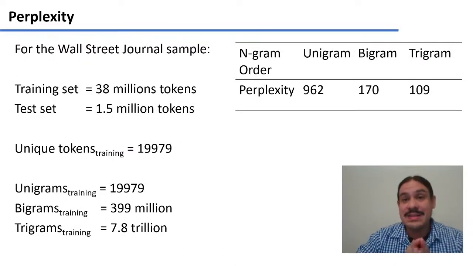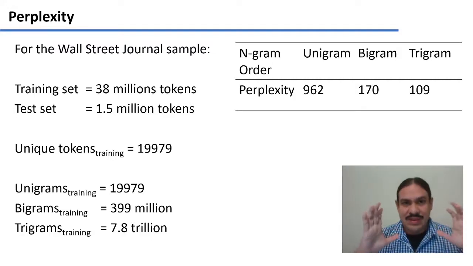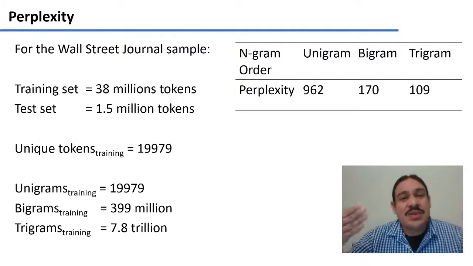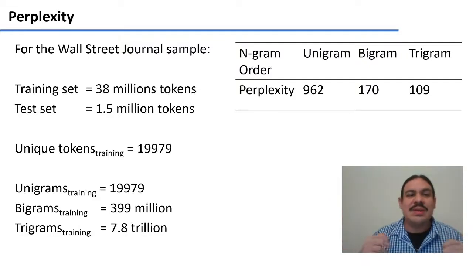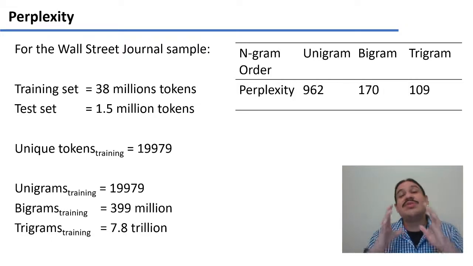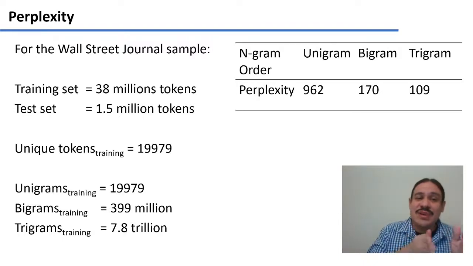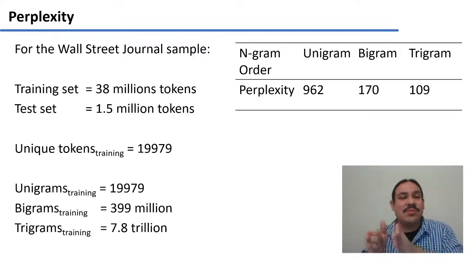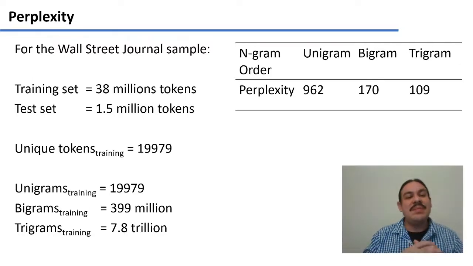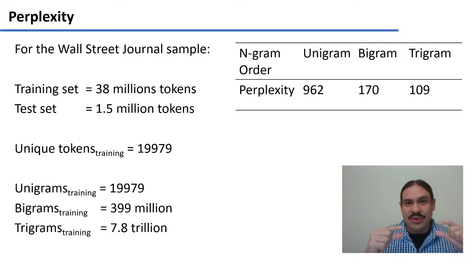Let's look at another example. In one of our previous videos, we looked at the Wall Street Journal and at sentences generated using n-grams from the Wall Street Journal. There was a 40 million token data set, which the author split into 30 million tokens for the training set and approximately 1.5 million for the testing set. From the training set, 38 million tokens, we had approximately 20,000 unique tokens for the training. So this would be approximately 20,000 unigrams, 399 million bigrams, and 7.8 trillion trigrams.